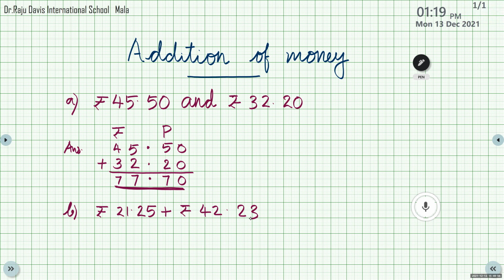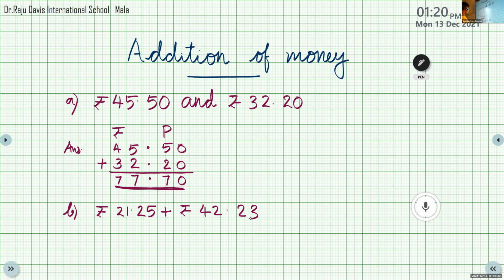Yes, Ritika. Ma'am, should we write 'and' or 'plus'? No problem. You can write 'and' or you can write 'plus', because it is already written on top, addition of money. So we have to add it. Ma'am, the answer is 63 rupees 48 paisa. Yes, 48 paisa.